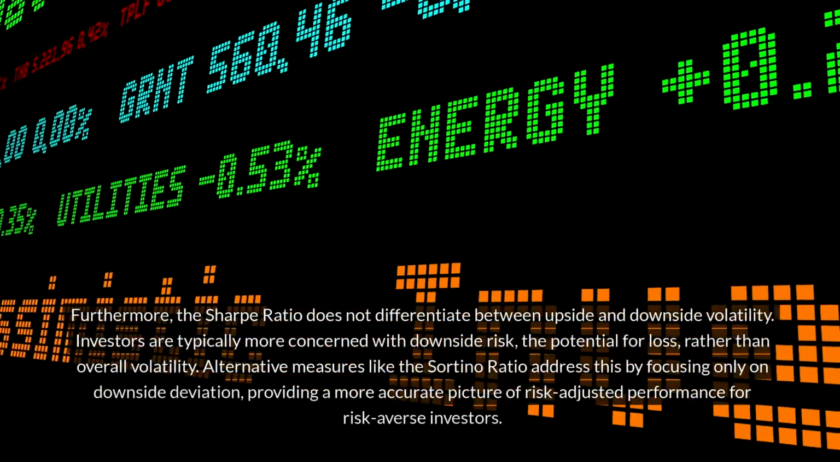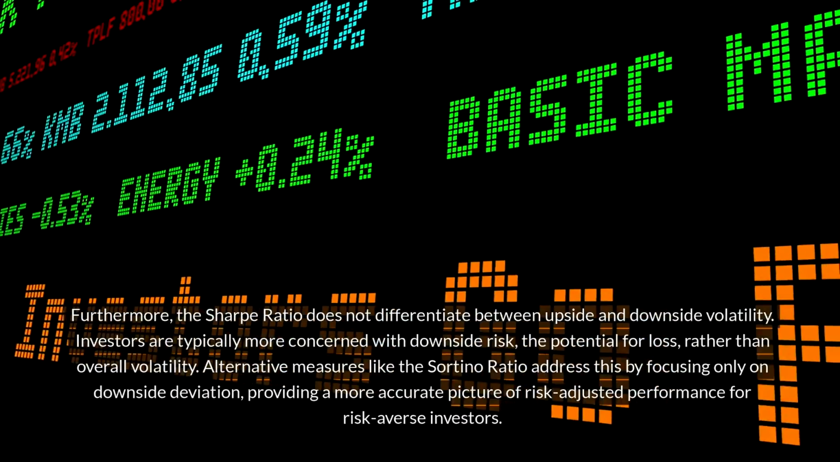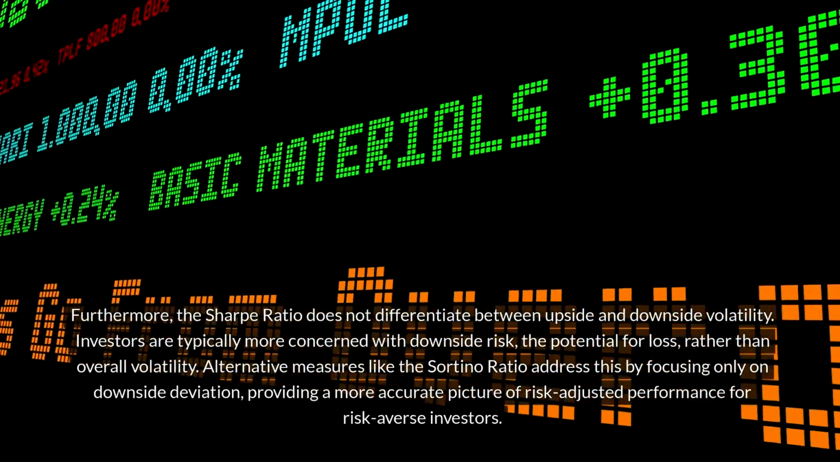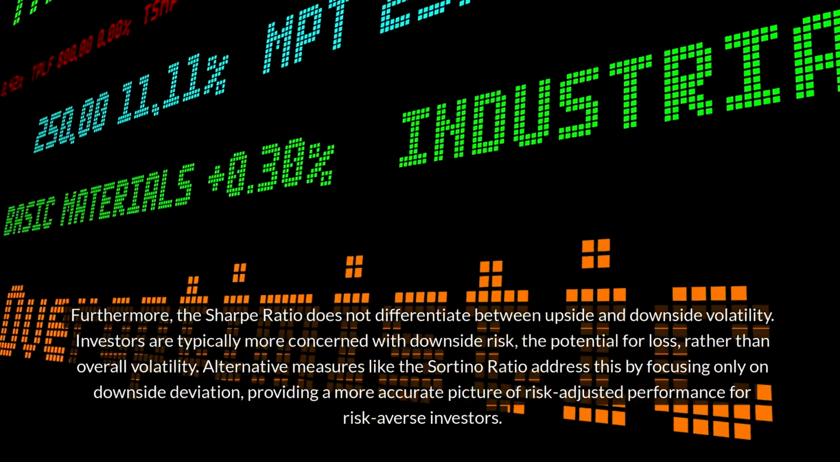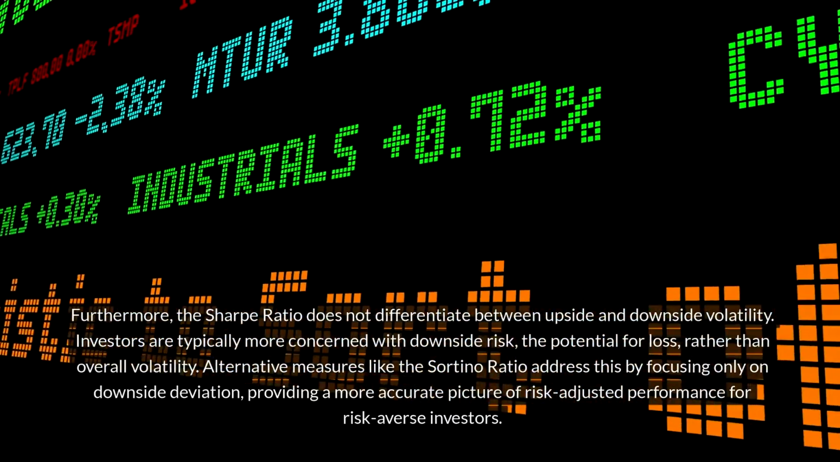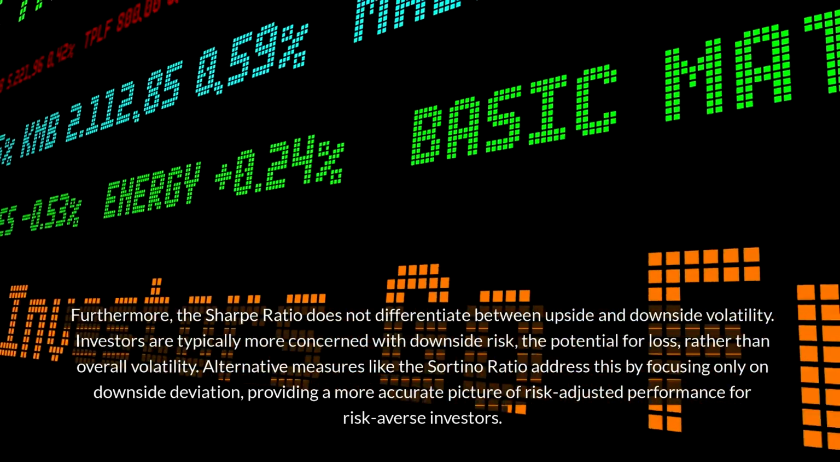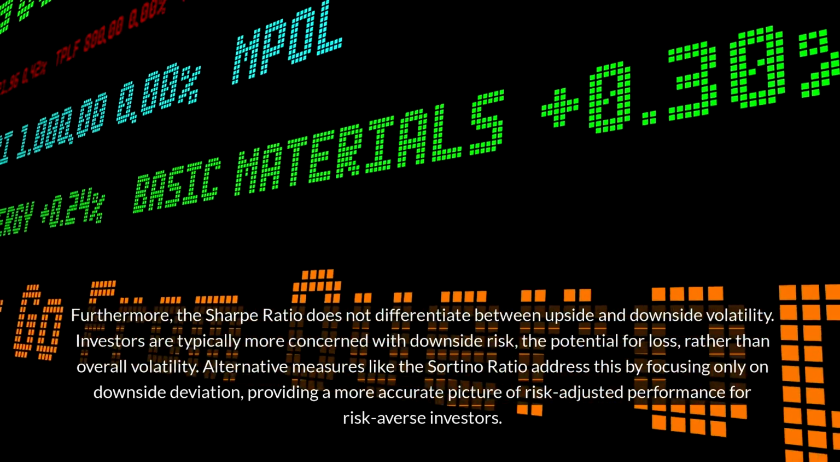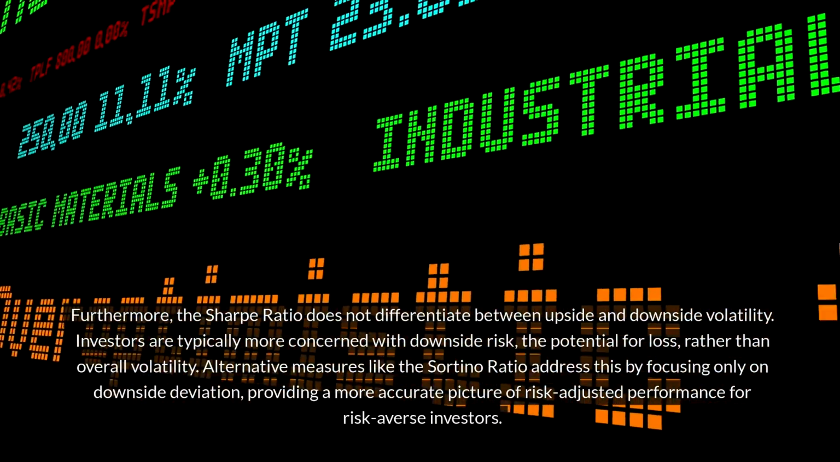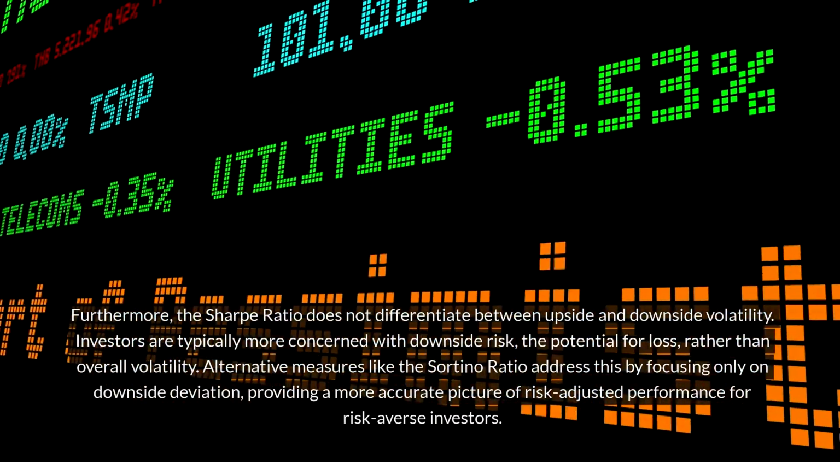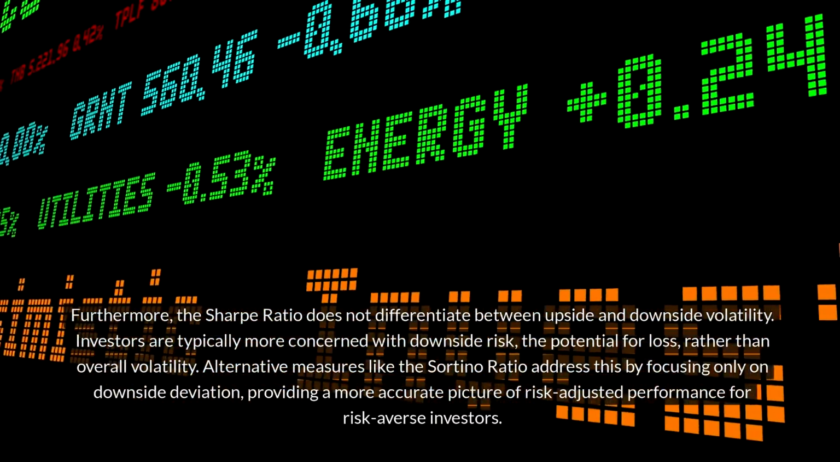Furthermore, the Sharpe ratio does not differentiate between upside and downside volatility. Investors are typically more concerned with downside risk, the potential for loss, rather than overall volatility. Alternative measures like the Sortino ratio address this by focusing only on downside deviation, providing a more accurate picture of risk-adjusted performance for risk-averse investors.